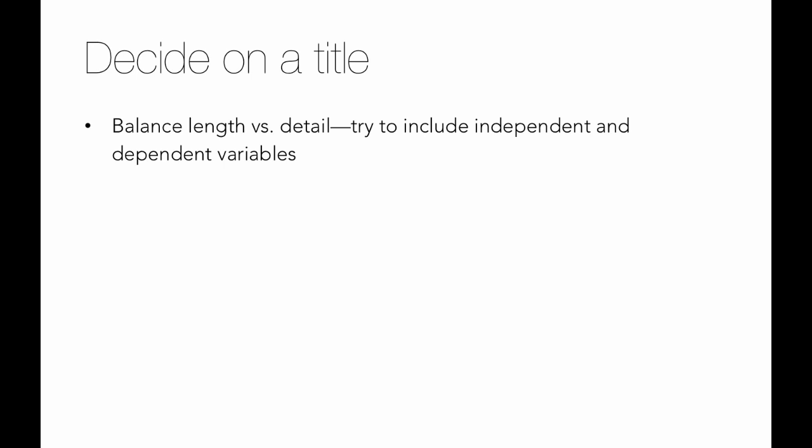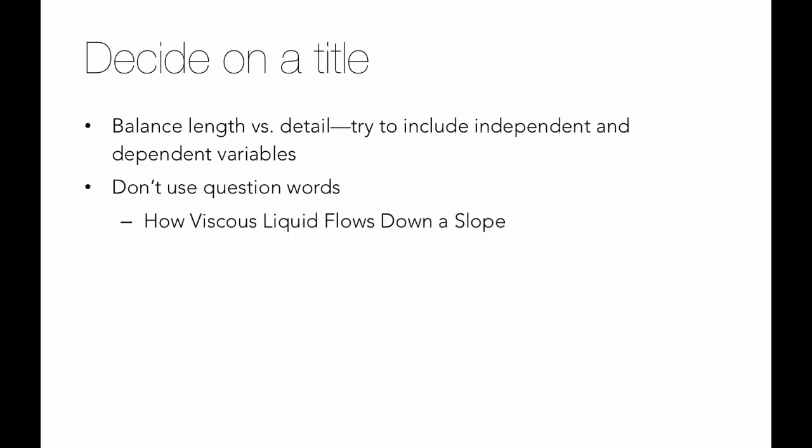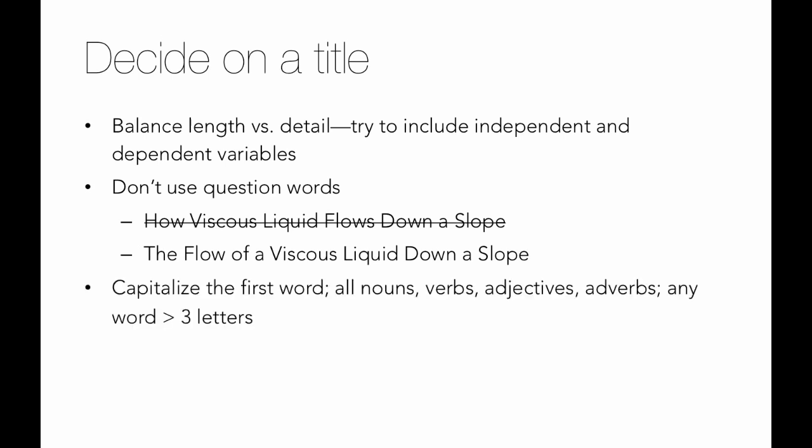Titles should have a balance between length and detail. Shorter is good, but it needs to be clear and usually contains the independent and dependent variables. You should avoid starting the title with a question word like what, why, or how. So instead of this, you should write this. Okay, next, make sure you capitalize all the key words and any word longer than 3 letters. Short words like of, the, in, and, these words don't need to be capitalized.